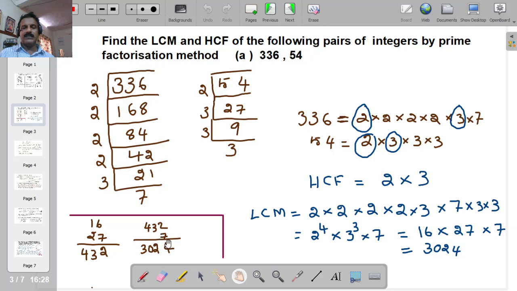432 multiplied by 7 results in 3024. So the final answer is 3024. This is the LCM of these two numbers.